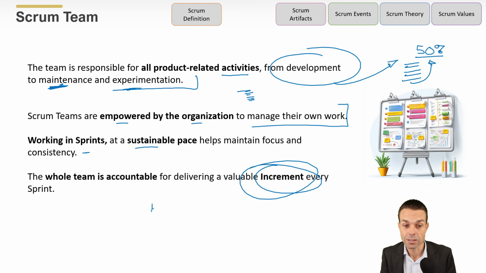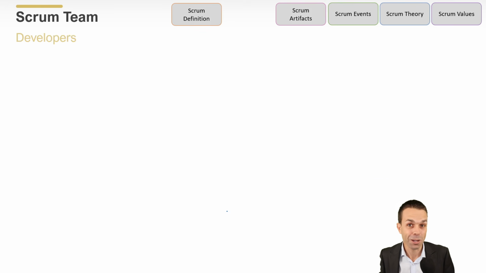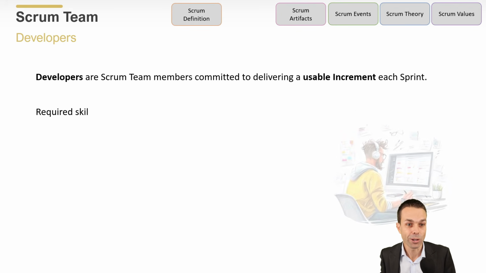And remember, a sprint is usually 2 weeks, but it could be 1 week or it could be 4 weeks. It's up to the team and how they want to work, because they create their own way of working.